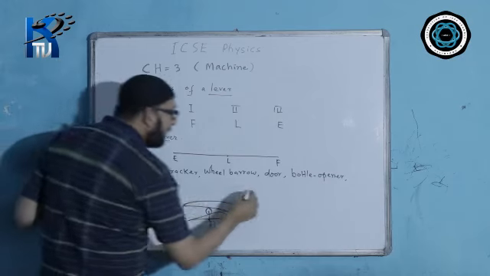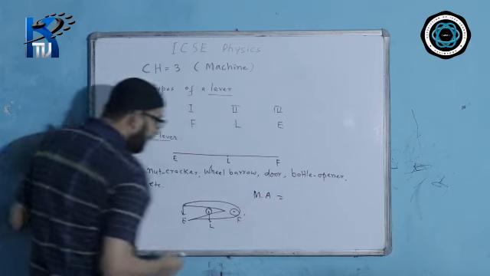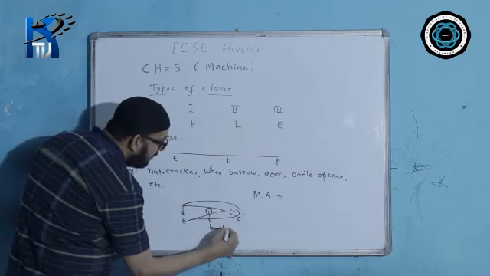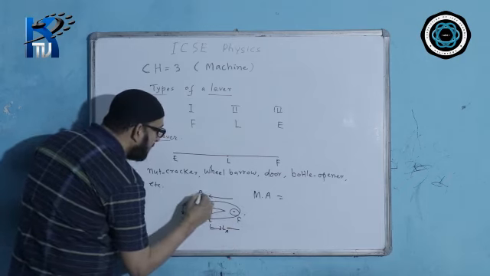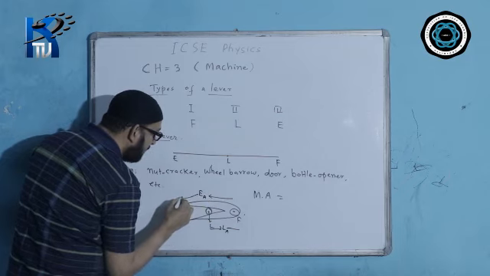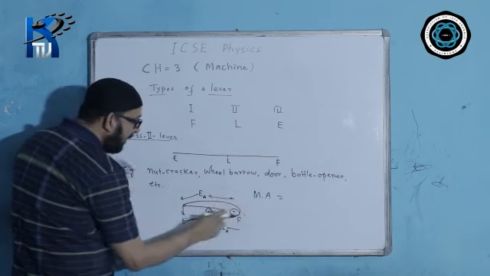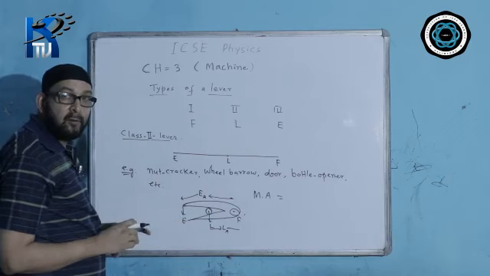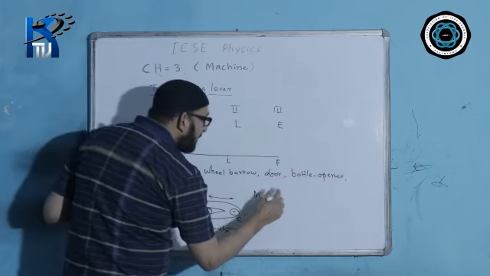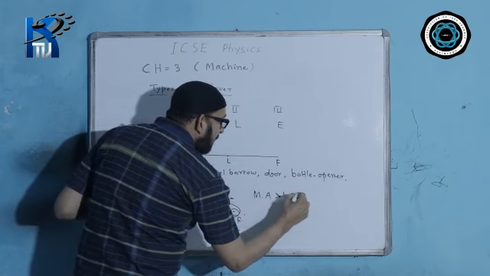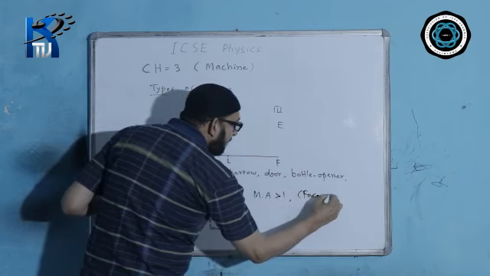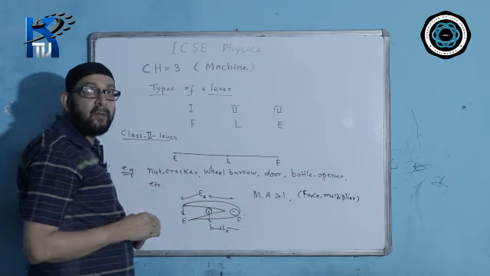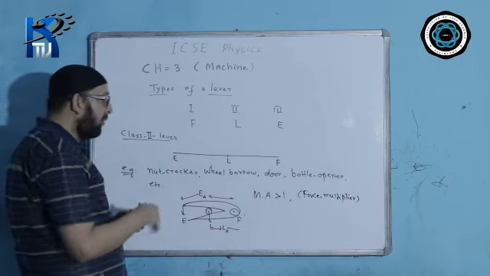Now we'll check the mechanical advantage of a class 2 lever. In this case, this is the load arm, and the effort arm is the whole thing, from the fulcrum till the effort. Effort arm is this long and load arm is this much. So you will always find the effort arm greater than the load arm. So mechanical advantage will always be greater than 1. That means it always acts as a force multiplier. That means a class 2 lever always overcomes a heavier load by applying much less effort. So it's always a force multiplier.